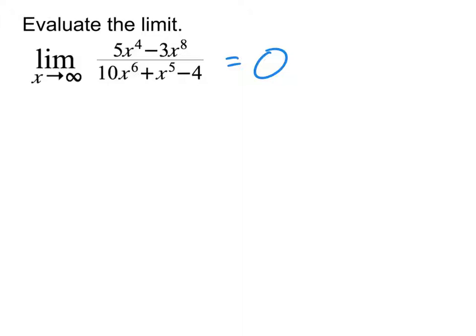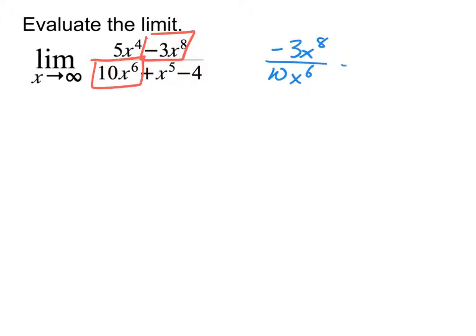Yeah. Notice on the top, it's an 8. And on the bottom, it's a 6. Remember, we can't just look at the first term. And so, that means actually, I guess we're actually going to have to put in a little bit of thought, right? It's actually negative 3x to the 8th over 10x to the 6th. That's really what we're dealing with then. Oh, so maybe it's not 0 then, huh?